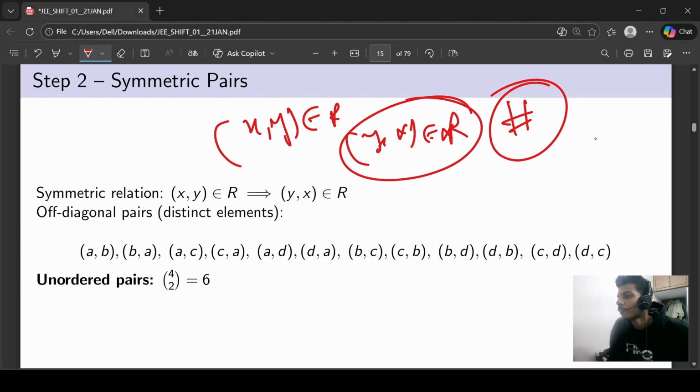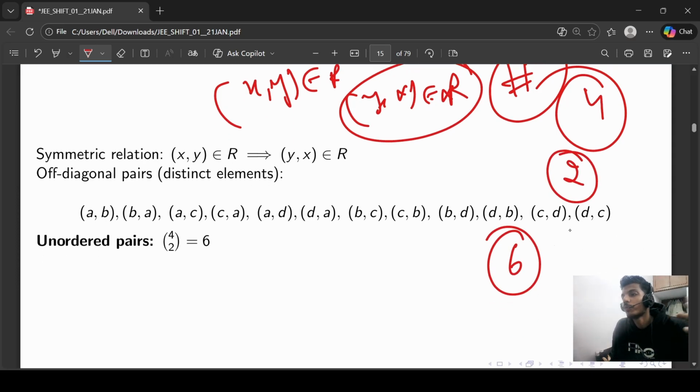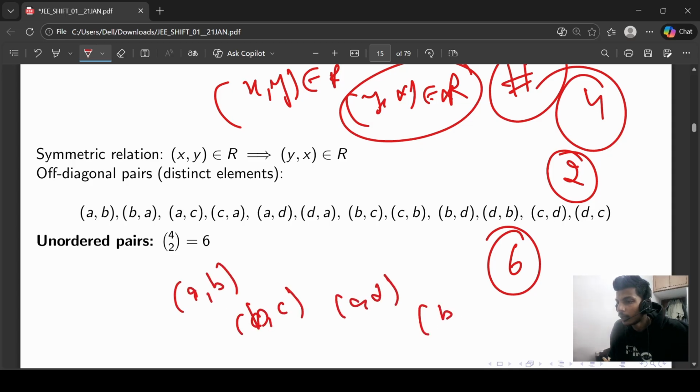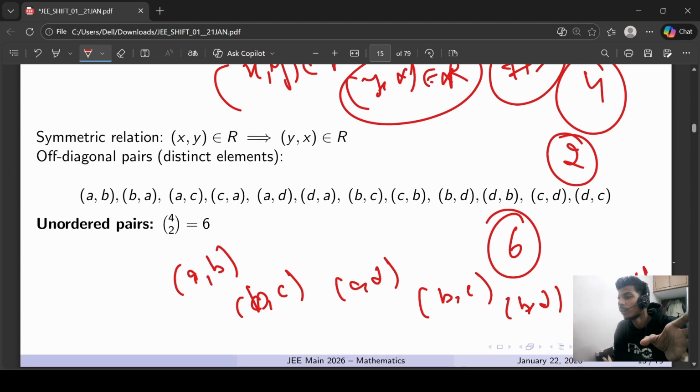Tell me, we have a total of 4 elements in a set, and we have to pick 2. So there are a total of 6 cases to pick 2 elements from 4 at a time. What are they? A comma B, A comma C, A comma D, B comma C, B comma D, and C comma D. So these are the 6 cases by which I can pick 2 from 4. So we came to know about 6. There can be a total of 6 ordered pairs, distinct 6 ordered pairs, remember, distinct.